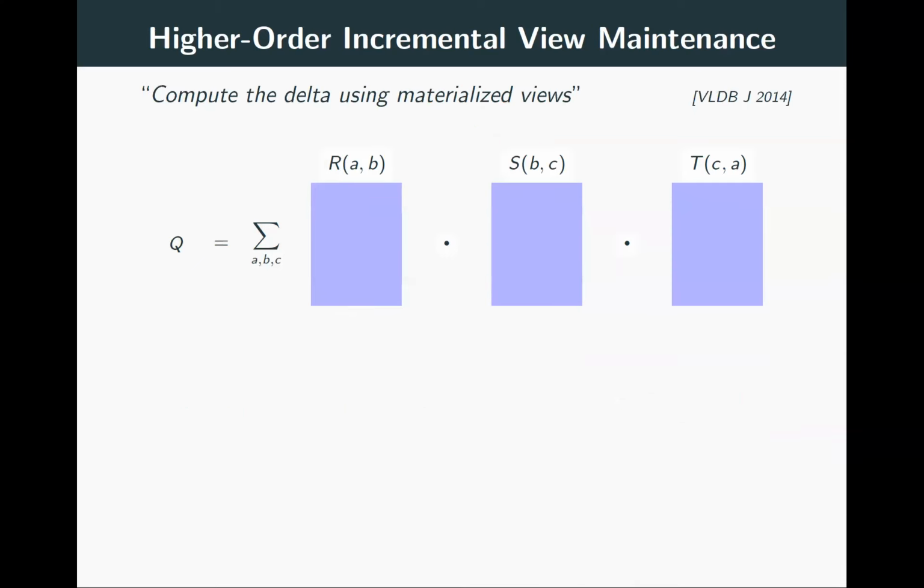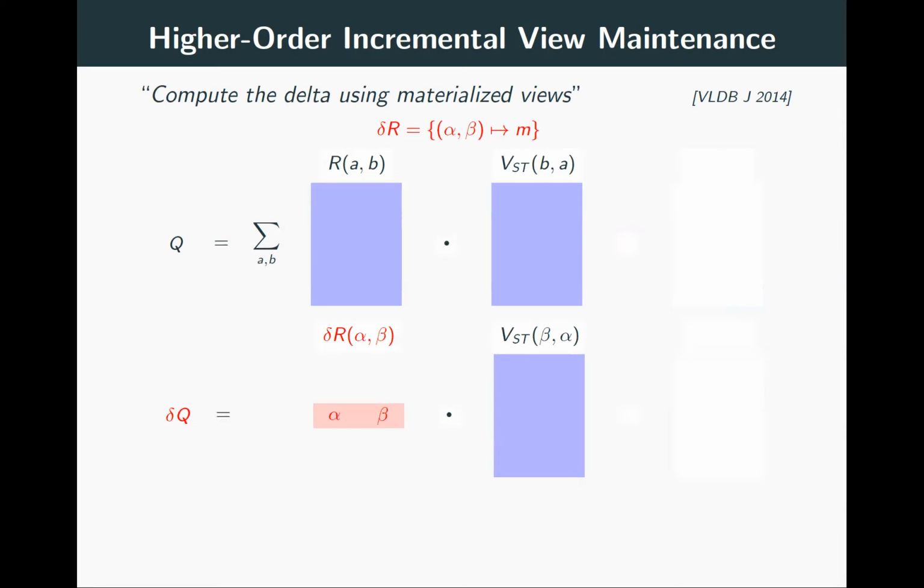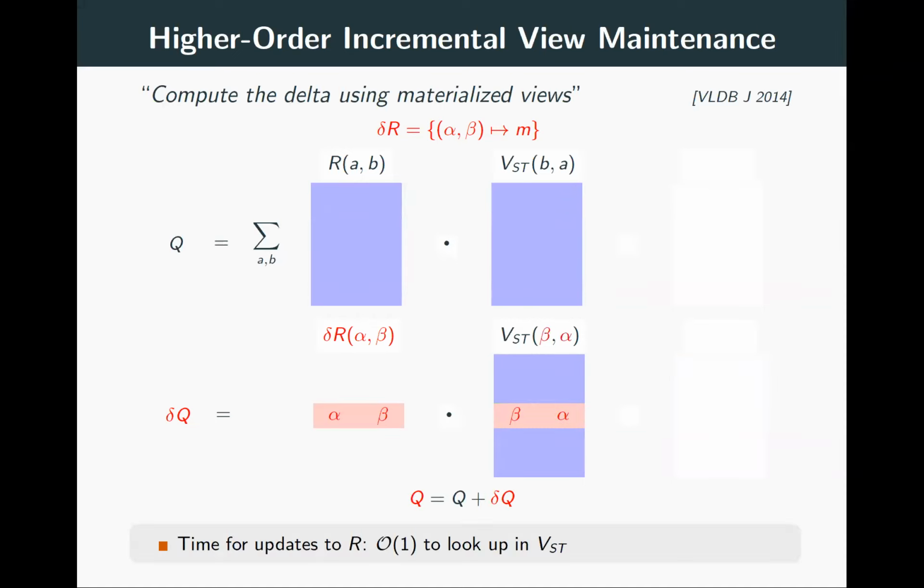Now, if you want to do higher order maintenance, imagine you want to compute the delta using the materialized views. So let me actually construct a view here. This is the view that marginalizes C, over BA, so that when I have an update to R, I can quickly look up into this view, because the view is only over BA, to give me the answer very quickly. This becomes the view. Then the lookup here is just a lookup, the tuple here becomes a lookup there. And then we can do this in constant time.